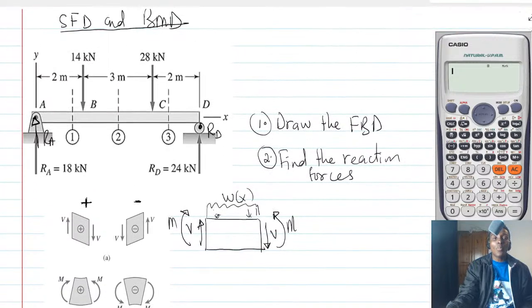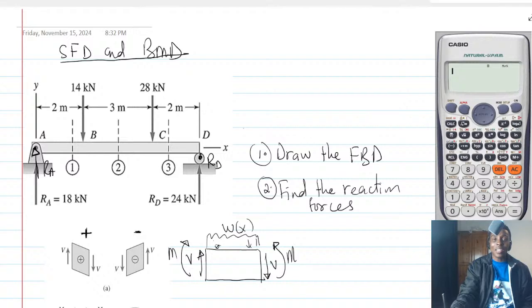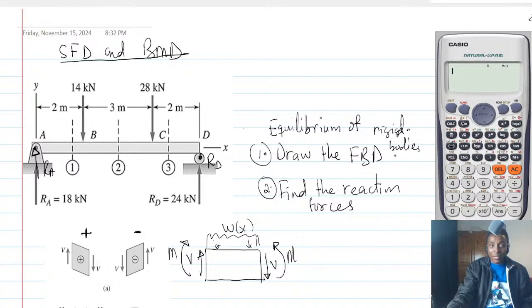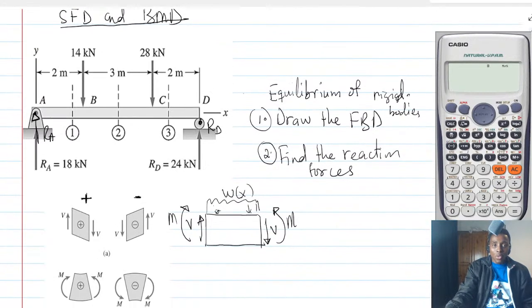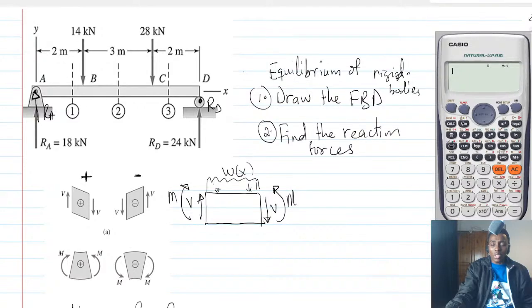Please, what we have done here is that to be able to solve any question under shear force and bending moment diagram, you need equilibrium of rigid bodies. It is very, very important. If you don't understand equilibrium of rigid bodies, you cannot solve. That is the reason why I did it with you in the first part of the tutorial. So for those of you who did not watch that part, please you need to watch that part.